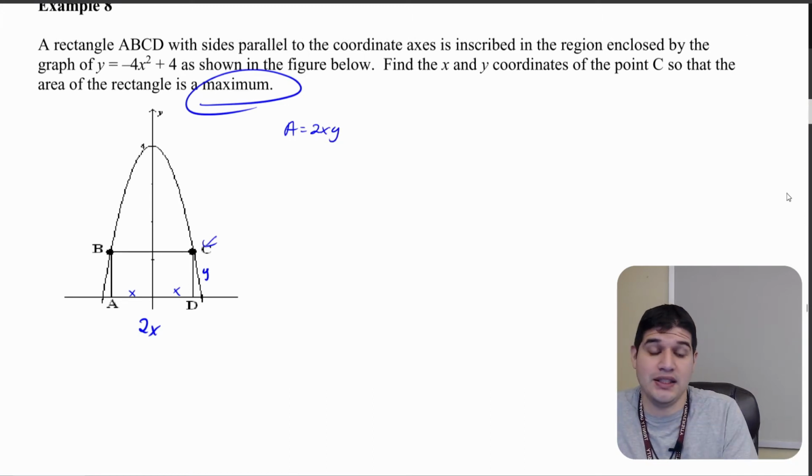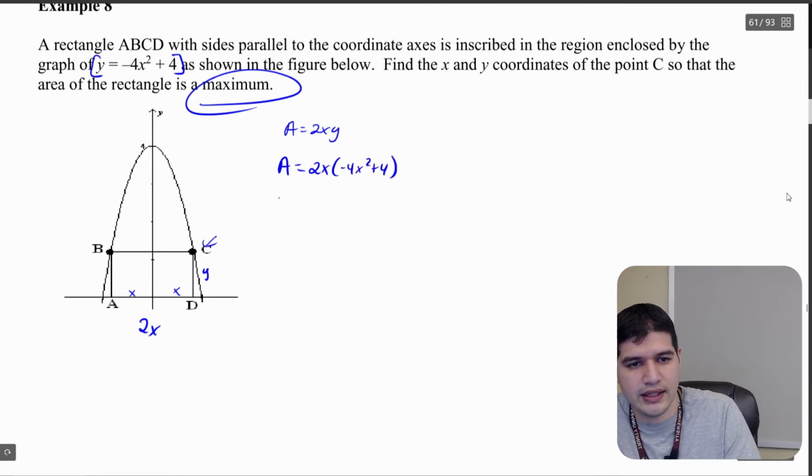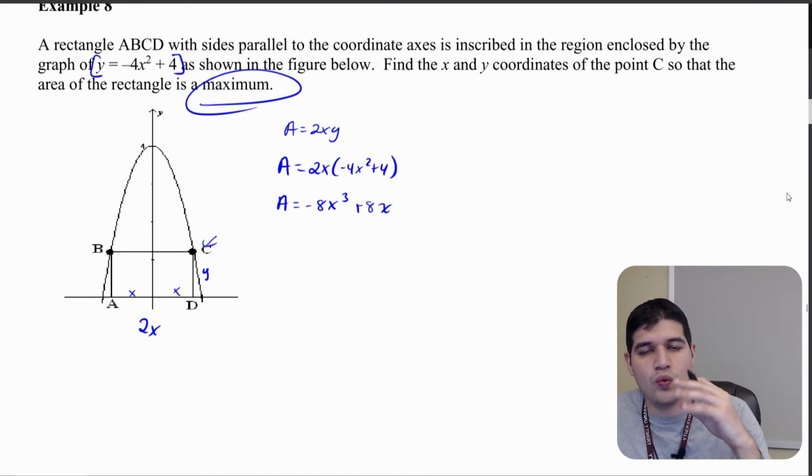Well, can we make a substitution for y? Yes, because we're given the equation in our prompt. So area is going to be 2x times (-4x squared plus 4). And let's simplify this. So -8x cubed plus 8x. All right, so what's our next step?